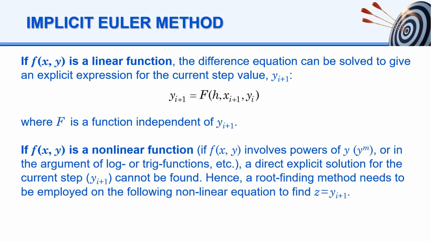If f(x,y) is a nonlinear function, if it involves powers of y, or y in the argument of log or trig functions, etc., a direct explicit solution for the current step value cannot be found. Hence, a root-finding method needs to be employed on the following nonlinear equation to find z equals y_{i+1}.